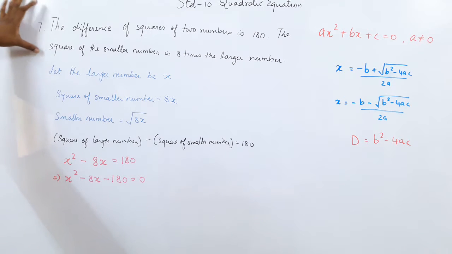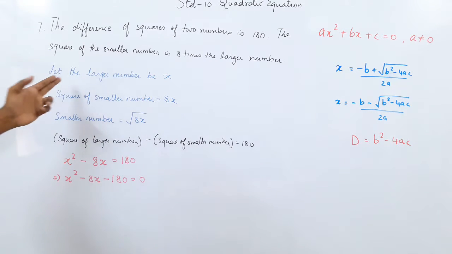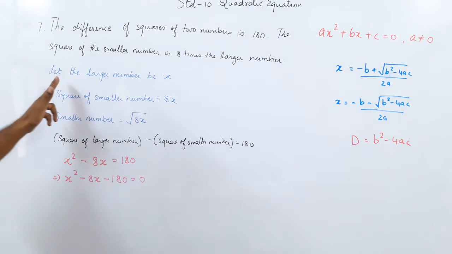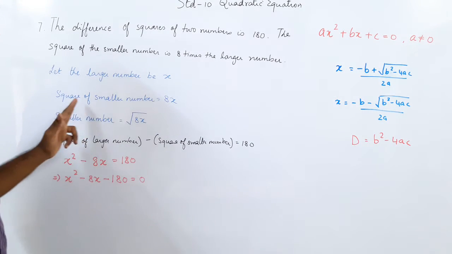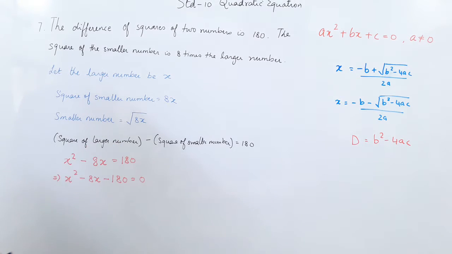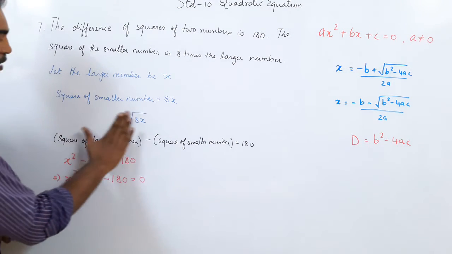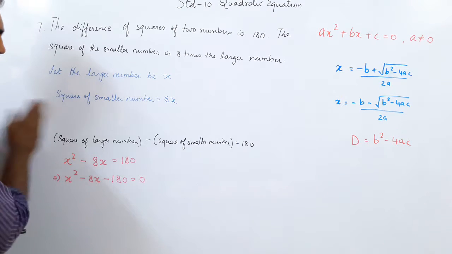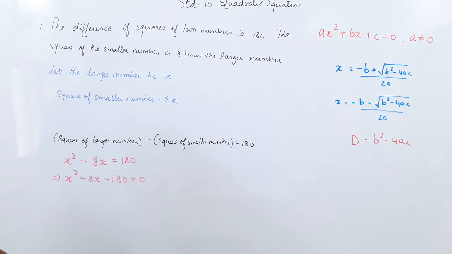Again I am telling you, two statements are given. To begin the sum you have to see there are two numbers, and depending on the number you have to decide which number you want to take. I have taken the larger number to be x. So the square of the smaller number I got is 8x, and the smaller number I got is under root 8x. But if you see, if I remove this statement, still there is no problem with the sum.